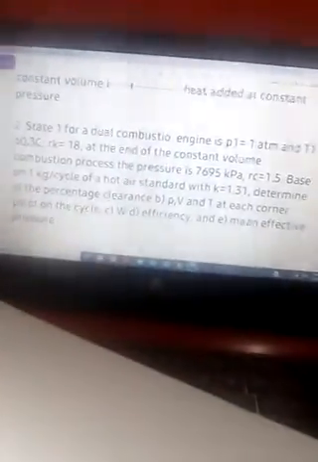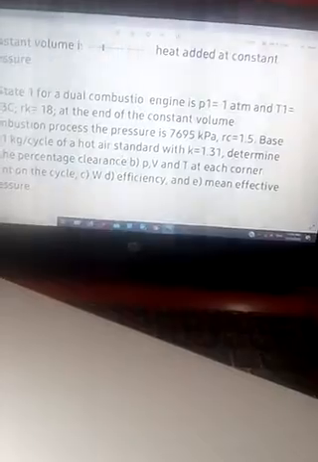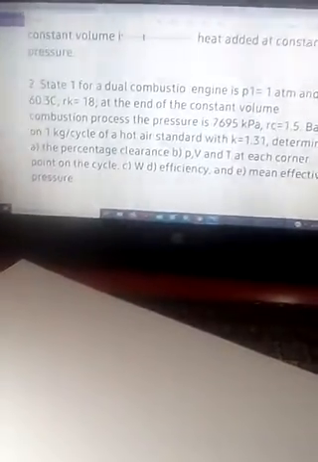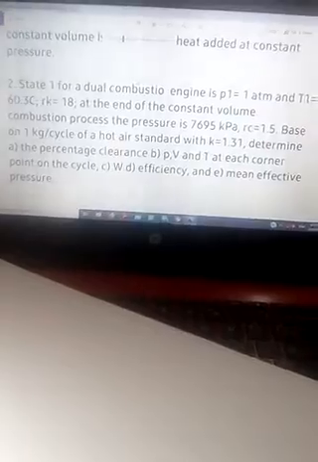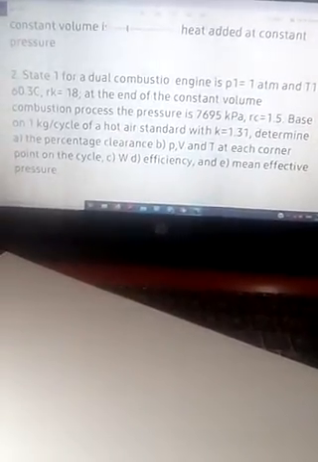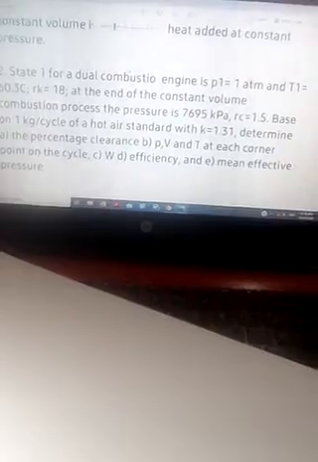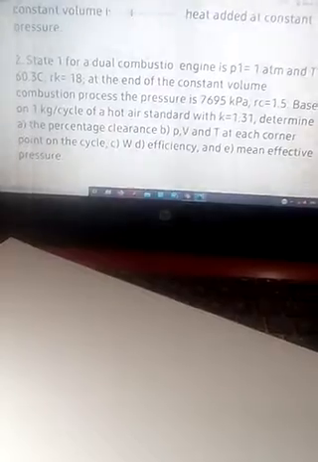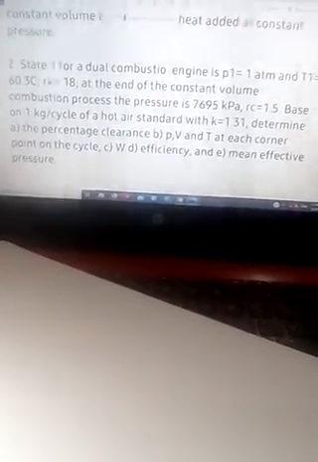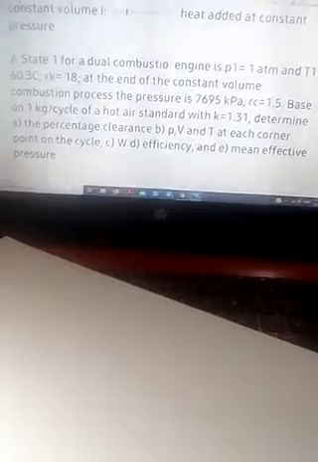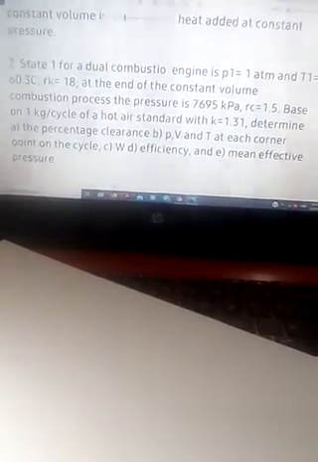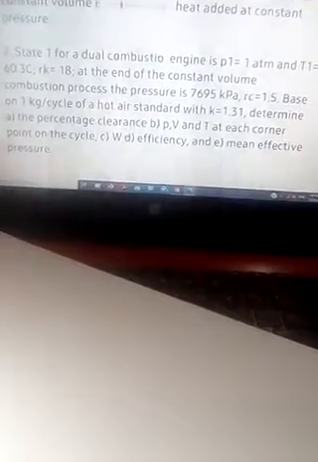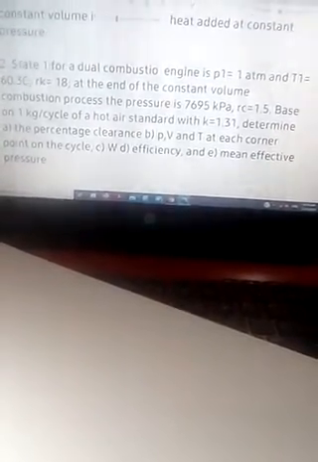State 1 for a dual combustion engine is P1 equals 1 atm and T1 is 60.3 degrees Celsius. RK is 18. At the end of the constant volume combustion process, the pressure is 7,695 kilopascal. Based on 1 kilogram per cycle of a hot air standard with K equals 1.31, determine the percentage clearance, PV and T at each corner of the cycle, the work, the efficiency, and the mean effective pressure.